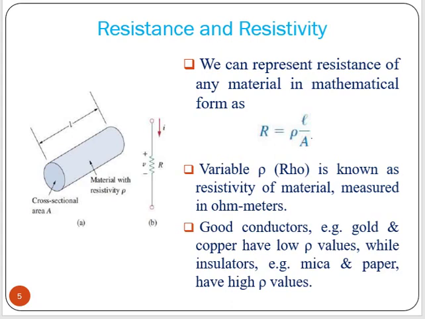Now what should be the unit of rho? Rho will be R times A by L. A is in meters squared, L is in meters, so that will be meters only, and the unit of resistance R is ohm, so the unit of rho will be ohm meters. Good conductors like gold and copper have low resistivity values, while insulators like mica, paper, and Teflon have high resistivity values.